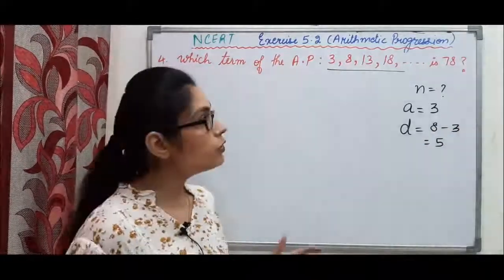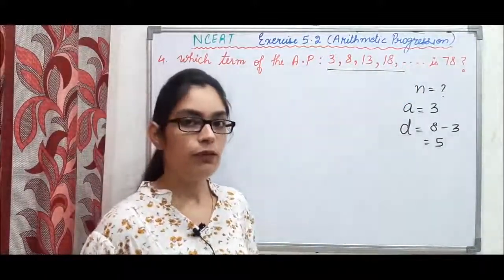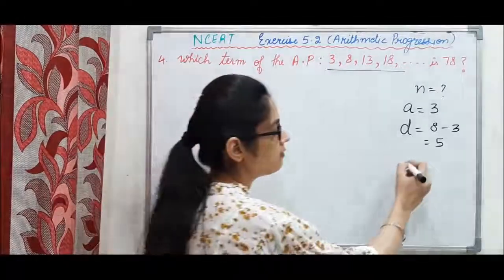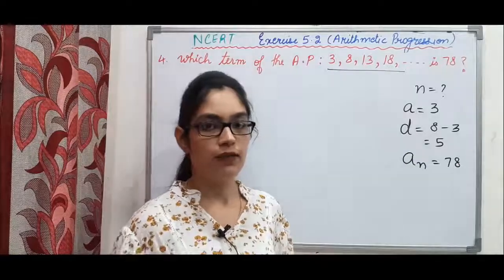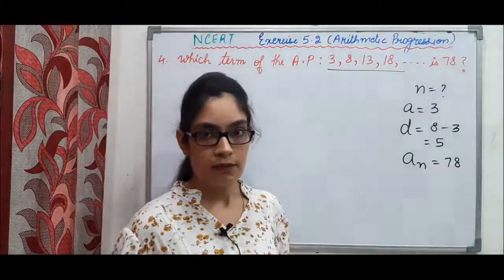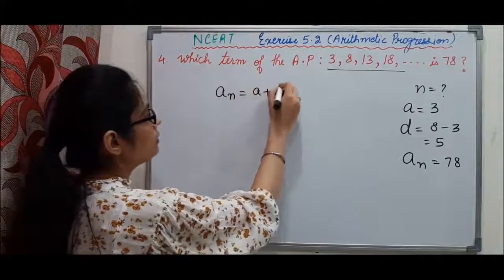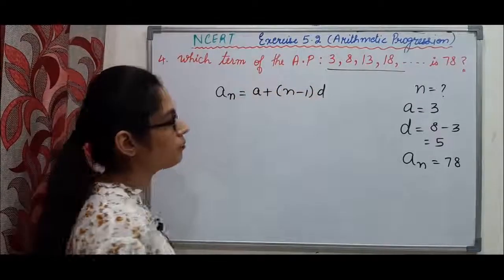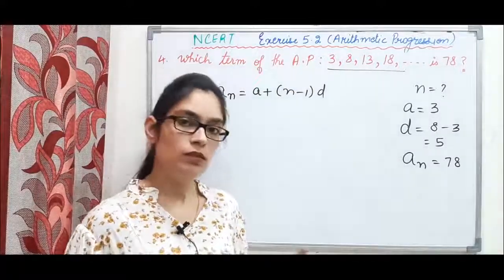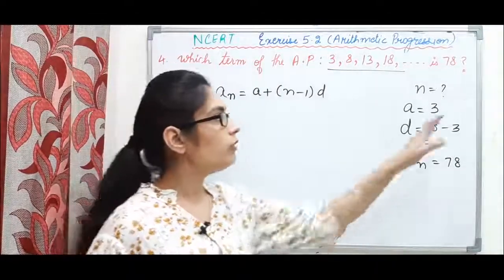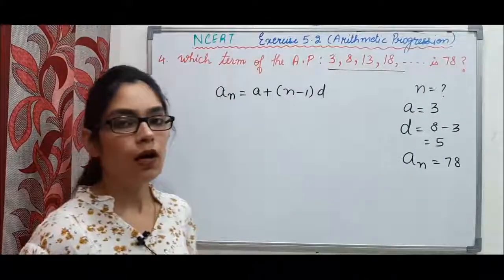Now they are asking which term is 78. So 78 is one term that is given to us. In that case we will assume that 78 is our nth term. We will assume that the value of that term is 78. So this formula we will use: an is equal to a plus n minus 1 into d. In this type of question, whenever they are asking which term, which term means we have to find n, and whichever term they have given to us, always assume that term as an in all the questions.